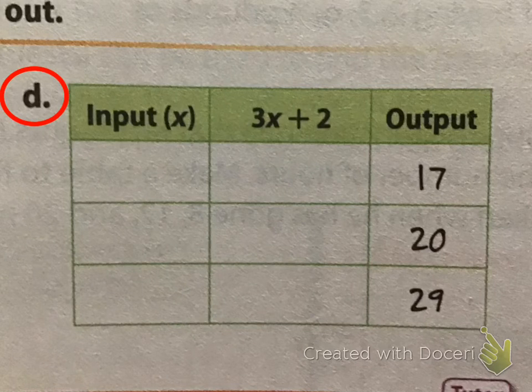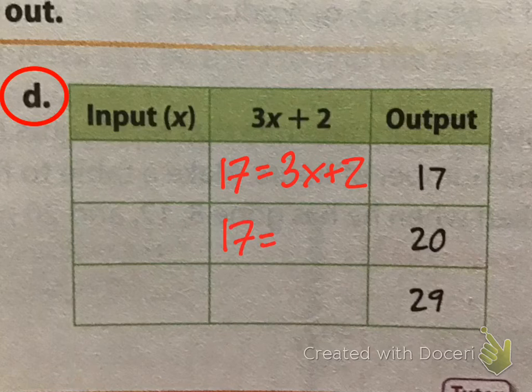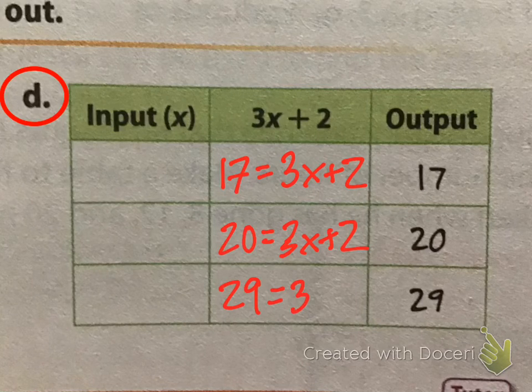This last one, we have our input-output. We get 17 equals 3x plus 2, 20 equals 3x plus 2, and 29 equals 3x plus 2. So to help you with the first one, what we do first is we have to do reverse PEMDAS.